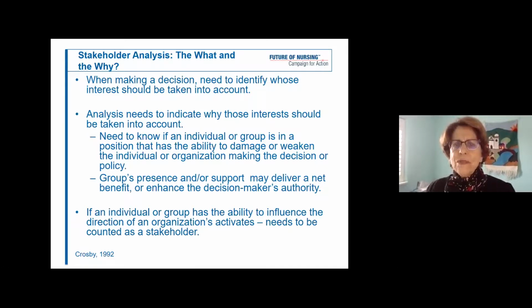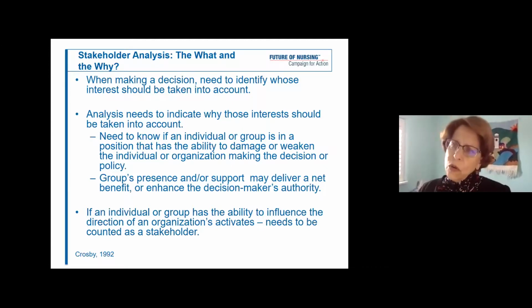You need to know if that individual or group is in a position to either damage or weaken the individual or the organization. So let's take one of the examples from the previous slide, where I talked a little bit about retention, recruitment and retention of diverse faculty. Always difficult to find really the talent out there in terms of nursing faculty who are diverse.